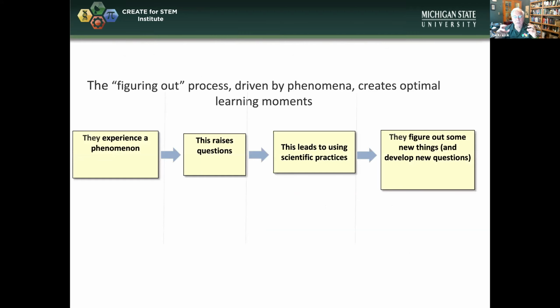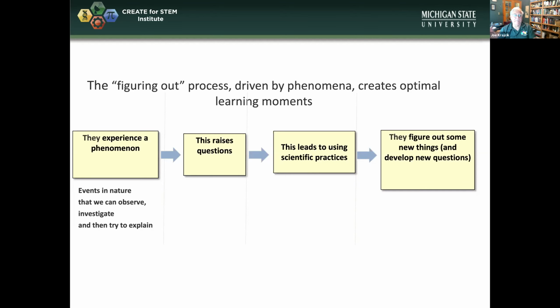So let me just bring this out. I like this little summary slide, because to me, it recognizes the figuring out process. And the figuring out process is driven by phenomena, which is so key in the work we do. And it helps to create optimal learning environments. If we can pick phenomena that can engage kids and surprise kids about what's going to happen, that's what drives the process. And it creates these moments. The kids will say, what's going on here? So kids always experience a phenomenon.